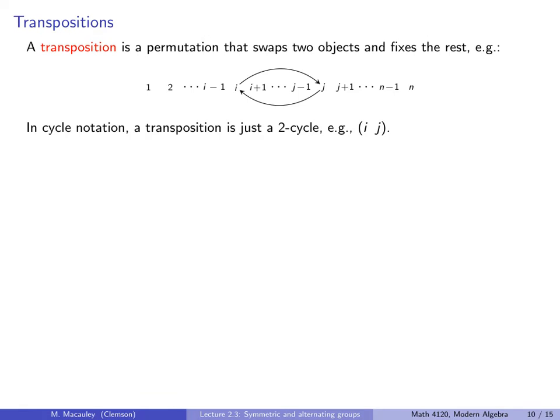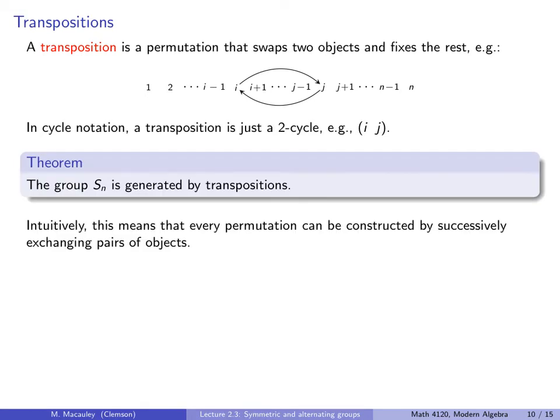Next, we need to talk about a special type of permutation, namely transpositions. A transposition is a permutation that swaps two objects and fixes everything else. So the diagram notation looks something like this. In cycle notation, we can write it just as a two-cycle, like (i j). There's a basic theorem that says the group Sn is generated by transpositions. And this is very intuitive, nothing surprising. This means that every permutation can be constructed by successively exchanging pairs of objects. So if I want to swap up these numbers in any order that I want to, I can do that by a sequence of swapping two at a time, right?